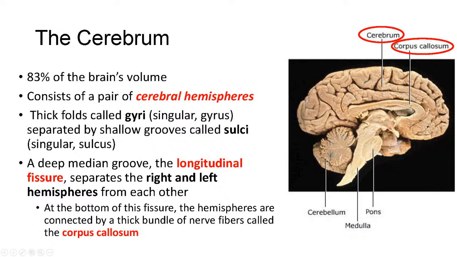All right, and so there's a deep median groove called the longitudinal fissure that separates the left hemisphere of the cerebrum from the right hemisphere of the cerebrum. The cerebrum, by the way, is divided into hemispheres or half spheres, and they are separated from one another by this longitudinal fissure. At the bottom of the fissure, the hemispheres are connected by a thick bundle of nerve fibers, seen here, called the corpus callosum. It's a bridge of white matter that connects the left and right hemispheres.